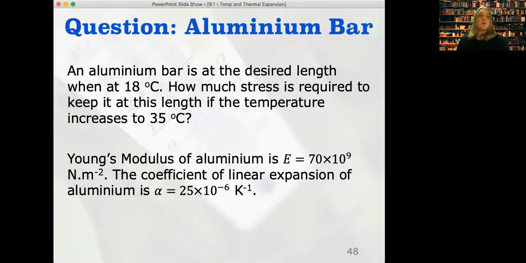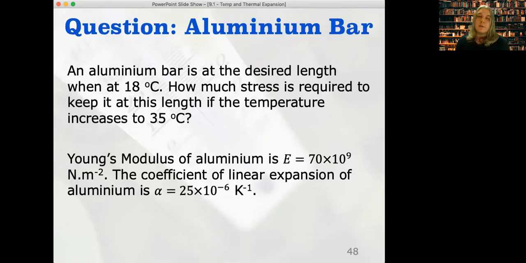So this is what we're talking about. It will want to expand or want to get longer, but we're going to force it to stay at that length, and we want to know how much stress that results in. We've been given all the information we need: 18 degrees C up to 35 degrees C. So these are our initial and final temperatures. That gives us our change in temperature. We've been told E, Young's modulus. We've been told alpha, the coefficient of linear expansion.